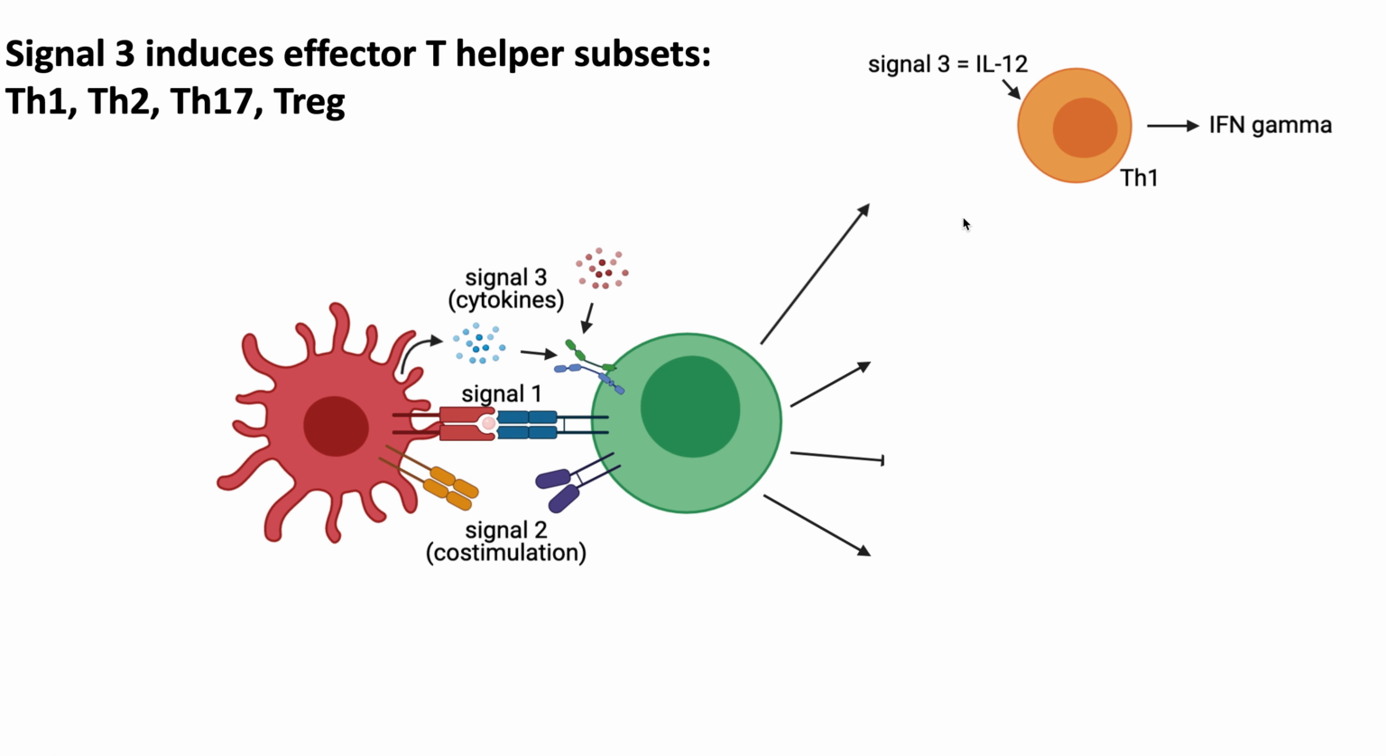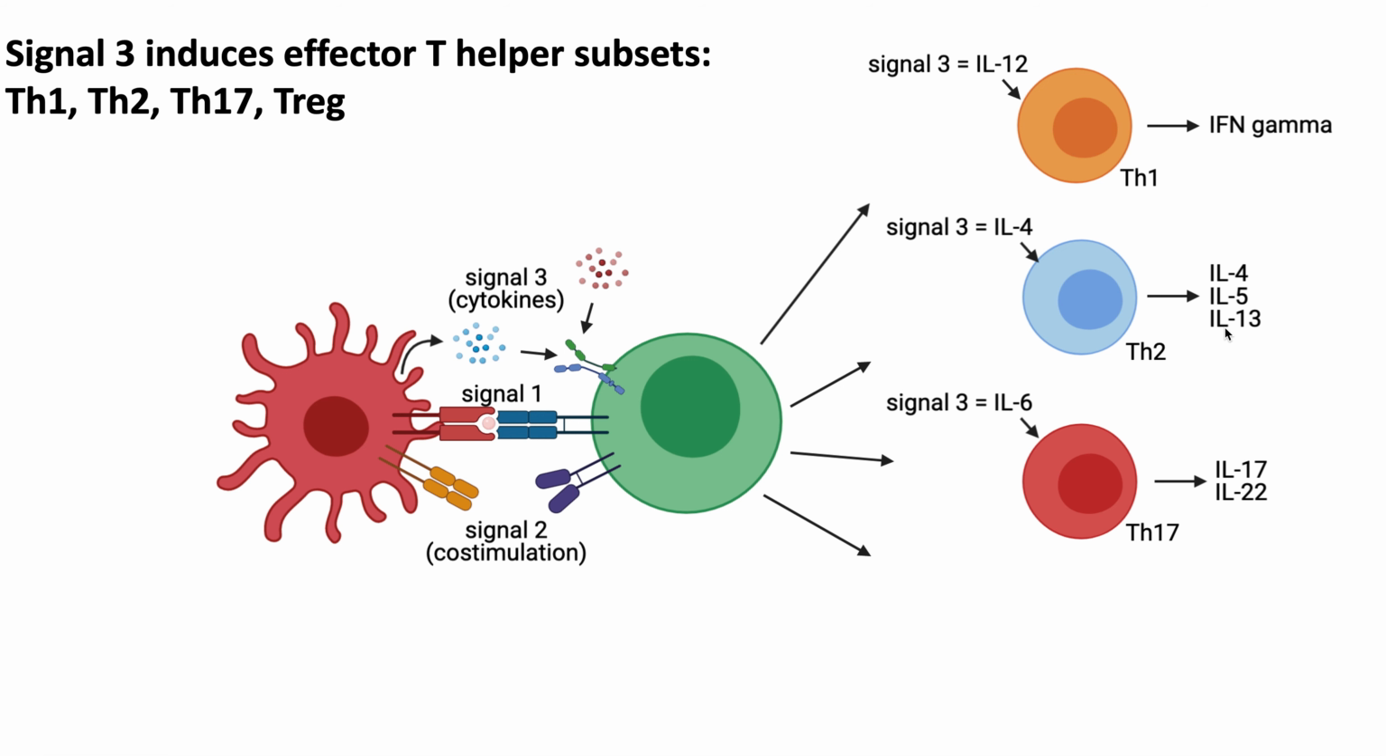The first of those subsets are Th1 cells. T helper 1 cells are induced by the signal 3 cytokine interleukin 12, and T helper 1 cells specialize in the secretion of the cytokine interferon gamma. The second of these subsets are T helper 2 cells. They are induced by the signal 3 cytokine interleukin 4, and T helper 2 cells in turn secrete interleukin 4, interleukin 5, and interleukin 13.